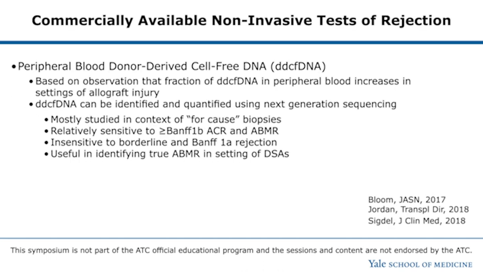So we began a review of the commercially available tests that were out there and found there's basically two technologies at present. The first is technology and testing based on the detection of donor-derived cell-free DNA. And the principle is that when the allograft is injured, cells die and release DNA, donor-derived DNA, which then circulates in the peripheral blood. This donor-derived cell-free DNA can be identified and quantified using next-generation sequencing technique. And this technique has been studied in a number of publications.